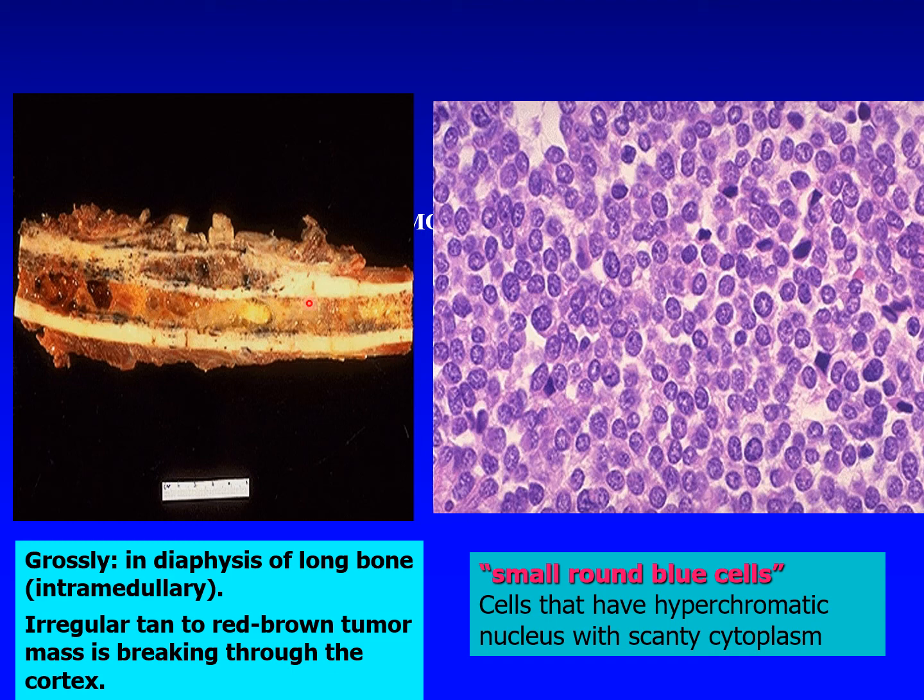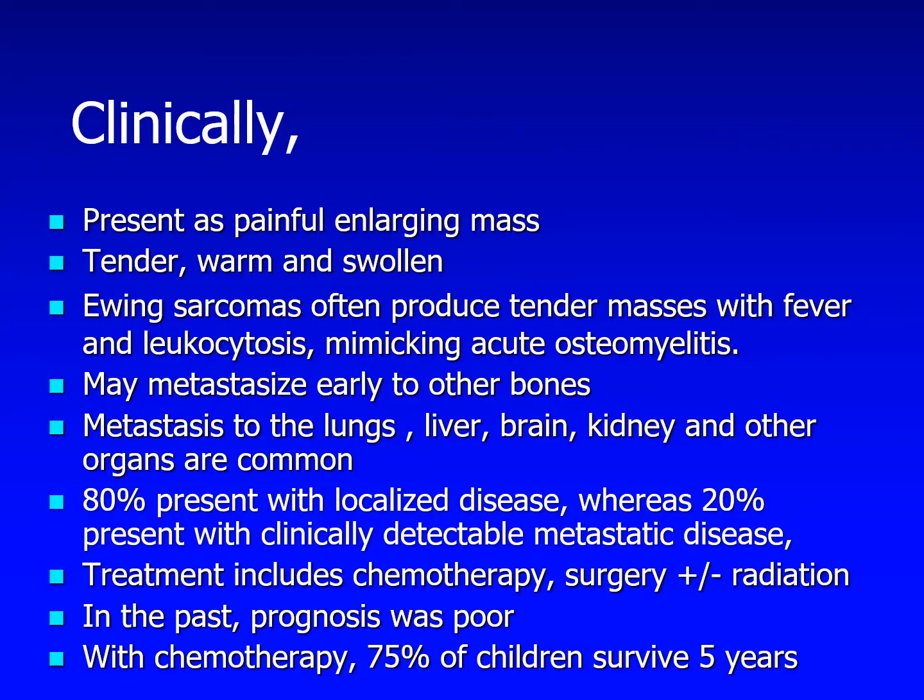Okay, and histologically, you can see these small round blue cells similar to other primitive tumors like retinoblastoma and neuroblastomas. They have hyperchromatic nuclei with very scanty cytoplasm. Ewing sarcoma presents as a painful enlarging mass. They can be tender, warm, and swollen, and they often produce tender masses with fever and leukocytosis, mimicking acute osteomyelitis.